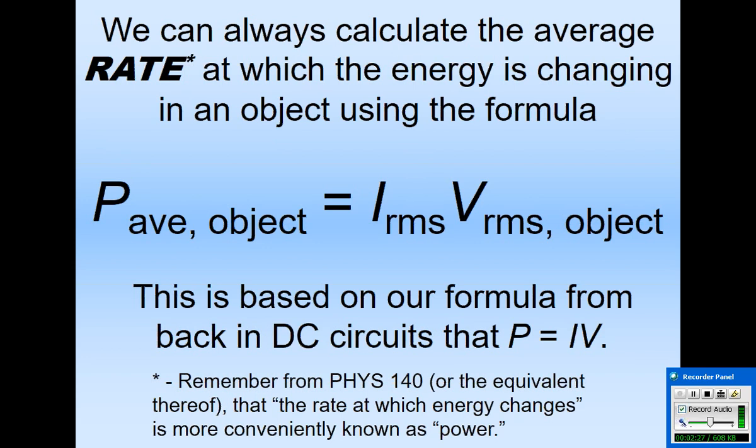The average power dissipated by the resistor, the average power for the inductor, the average power for the capacitor, the average power for the voltage source, all of that is equal to the root mean square current times the root mean square voltage across that object. So this is where the root mean square values really shine, and that's why root mean square values have some utility in discussions in AC circuits.